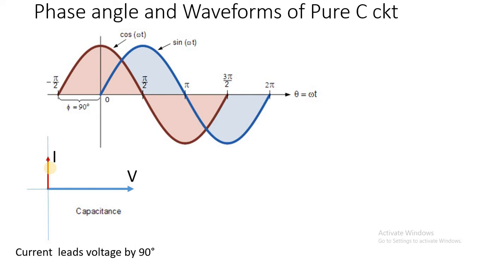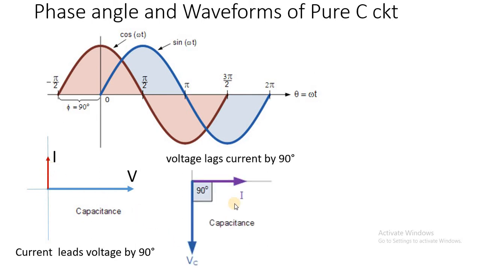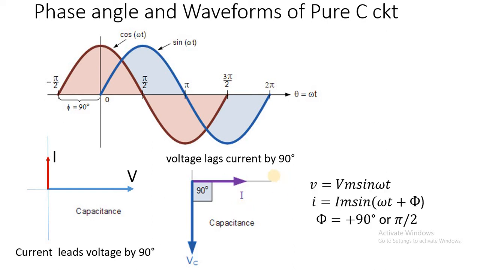But if I am taking current as the reference position, then I am going to get the voltage phasor moved in the clockwise direction by 90 degrees. So when the current is at the reference position, the voltage phasor is going to lag the current by 90 degrees. And with respect to the relationship of voltage and current, the equations are V equal to Vm sin omega t and I equal to Im sin of omega t plus phi. So phi is equal to 90 degrees.